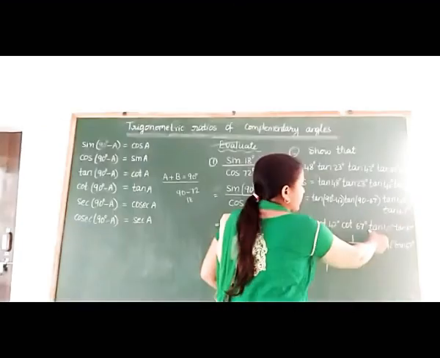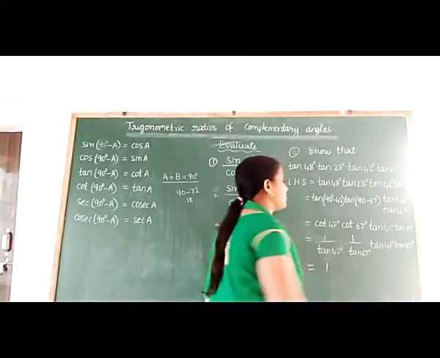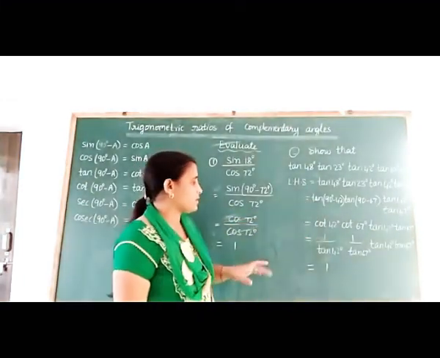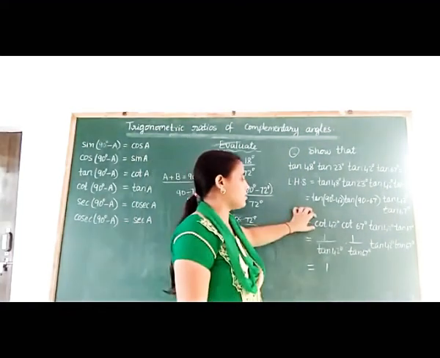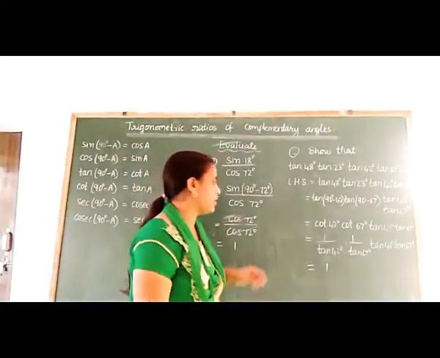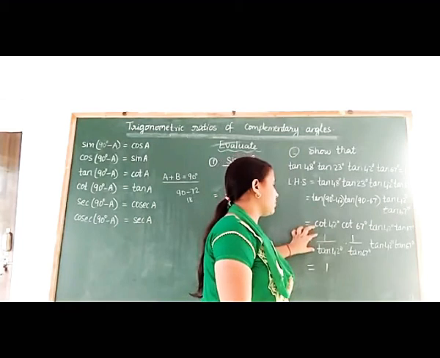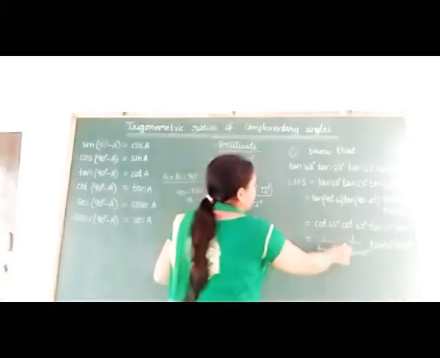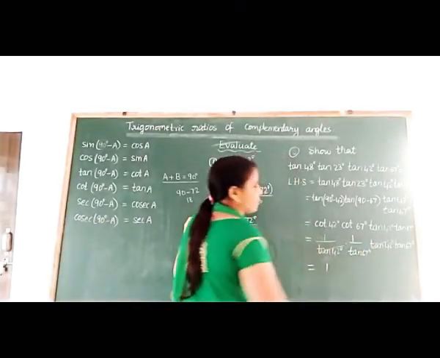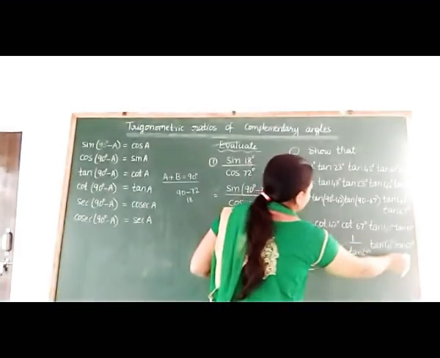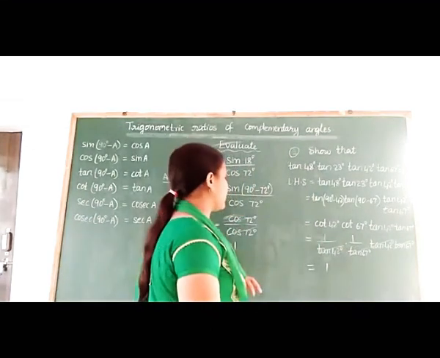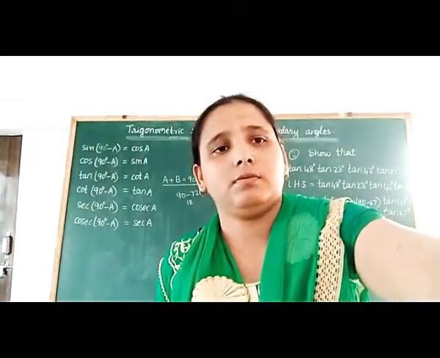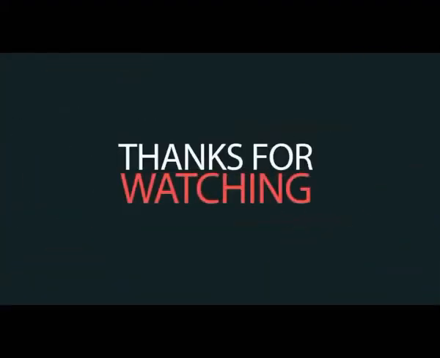Tan 42, I am writing like this only, and 67 also like this. Again, cot can be converted into 1 by tan. You have studied in the first video that cot is equal to 1 by tan, and tan is equal to 1 by cot. So this can be written as 1 by tan 42 and this also as 1 by tan 67. Here you can see tan 42 and tan 42 get cancelled, and tan 67 and tan 67 also get cancelled. So the value becomes 1.